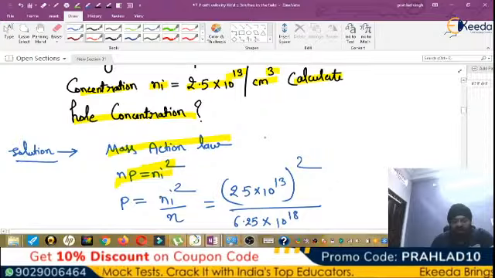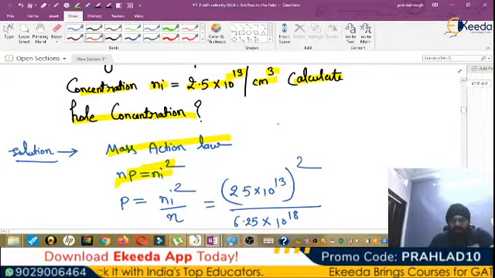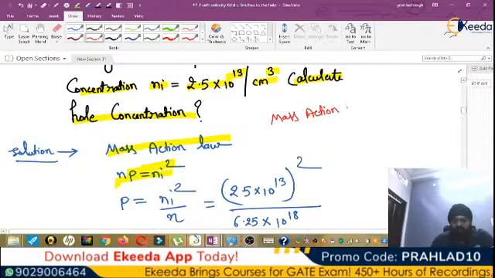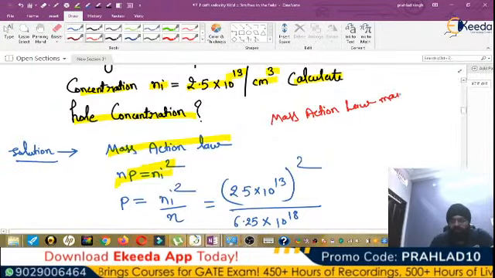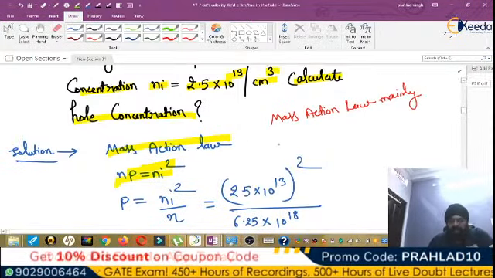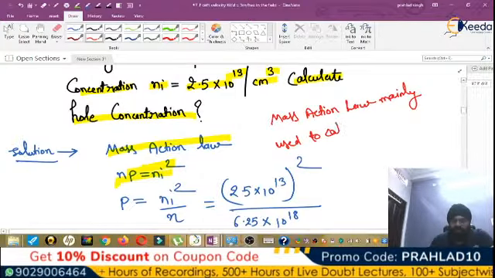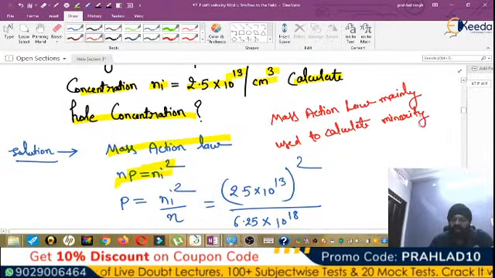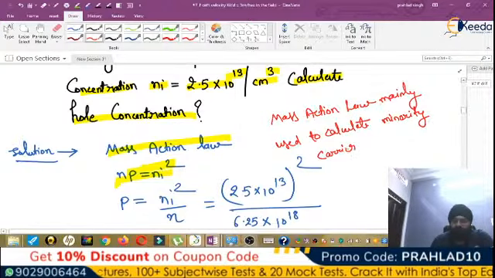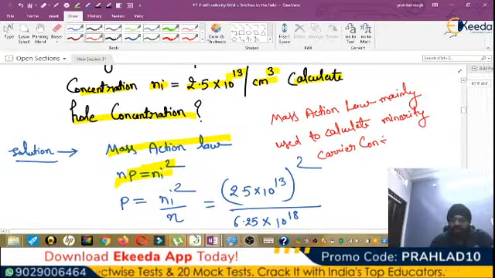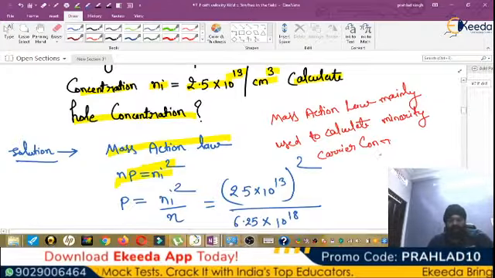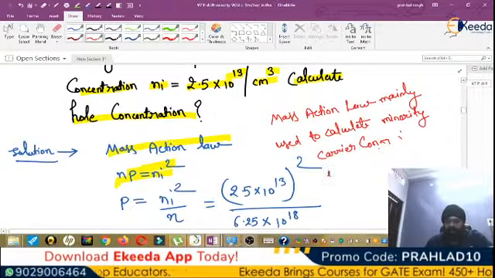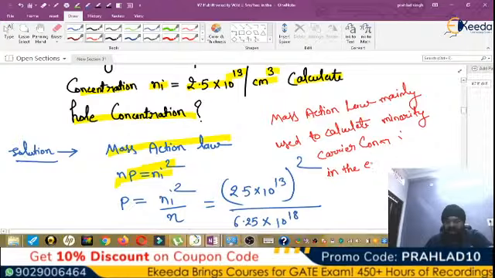So mass action law is basically used to calculate minority carrier concentration in the extrinsic semiconductor.